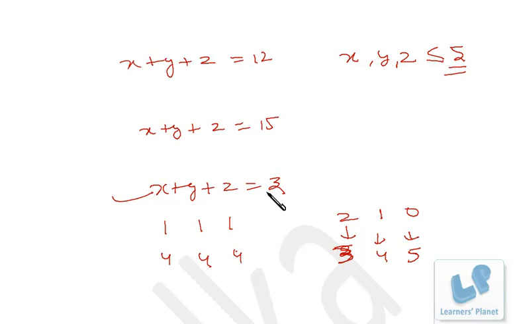So how many ways will there be? That's 3 plus 3 minus 1 C 3 minus 1, that is n plus r minus 1 C r minus 1. So that is 5 C 2, or 10 ways when the sum of x plus y plus z is 12 and none of them is greater than 5. Okay, one of them may be equal to 5 but none of them will be greater than 5. I hope you are clear with this concept.